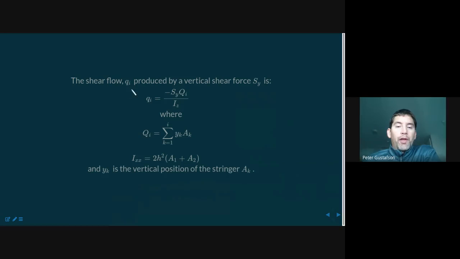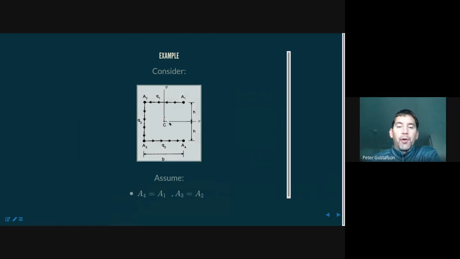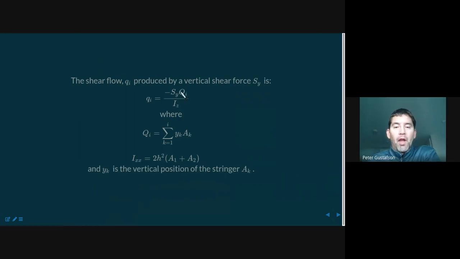Okay, so the shear flow Q produced by a vertical shear force. I'm going to make this assumption that here we're going to have a shear force SY that goes through the centroid. That is going to be equal to q = -SY Qi / Iz, where Qi is equal to the sum as we're going around that domain up to the point where we are.